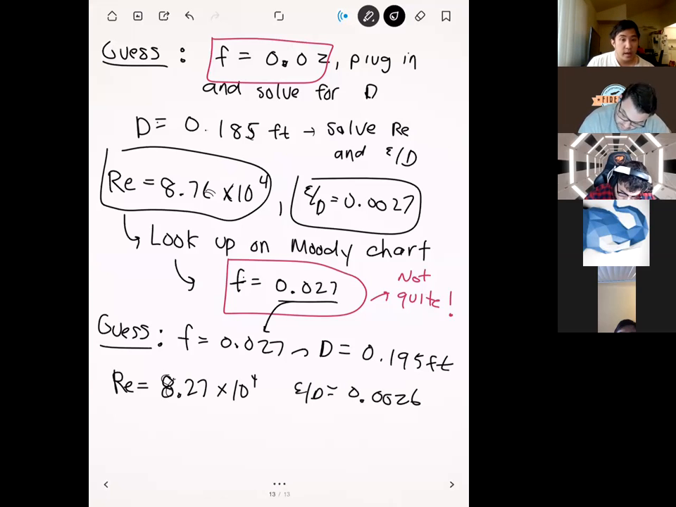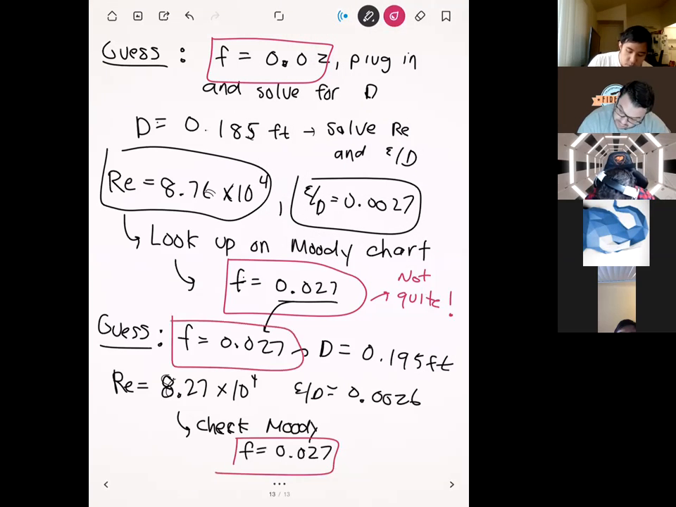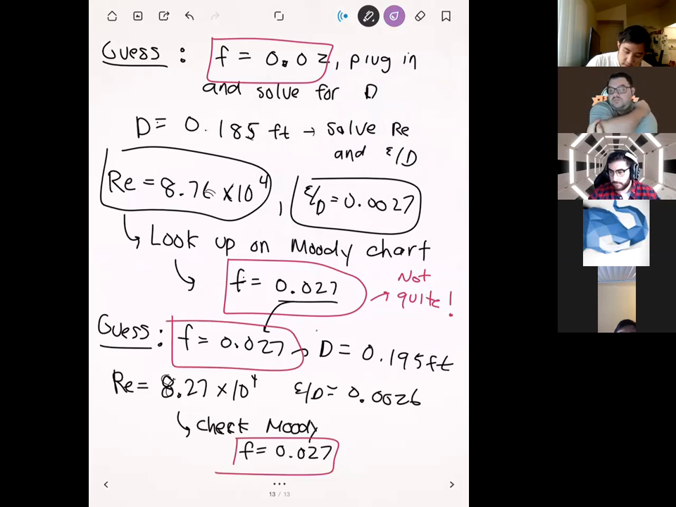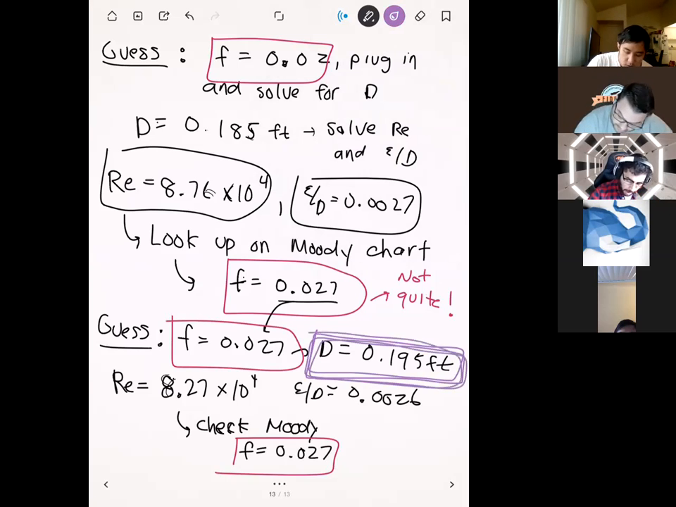Okay. And then we check this again at the Moody chart, and we get an F of 0.027. And so since this Moody chart result matches up with what we guessed before, we know that we're at the right answer now. Since these two match up, the diameter that we get from the problem is 0.195 feet.